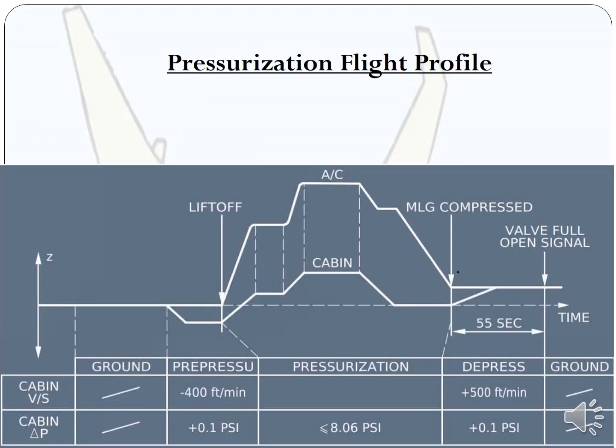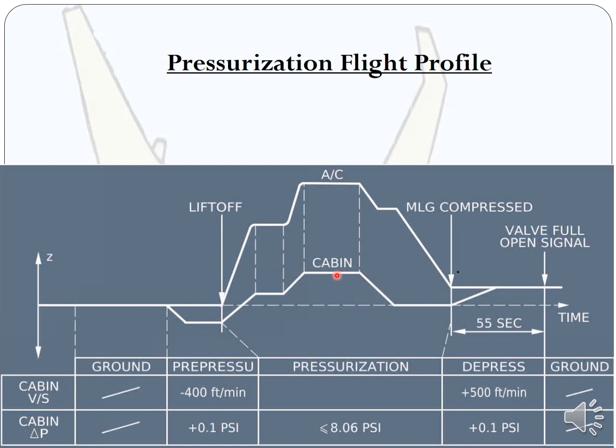Here I have given a pressurization flight profile for better understanding. You can see here, when the aircraft is on the ground, the outflow valve is fully open. Cabin vertical speed and cabin differential pressure will be 0. When we apply thrust lever forward for takeoff, the aircraft starts pressurizing. There is a value of vertical speed minus 400 feet per minute and plus 0.1 psi. And the aircraft will maintain a maximum cabin altitude of 8,000 feet.